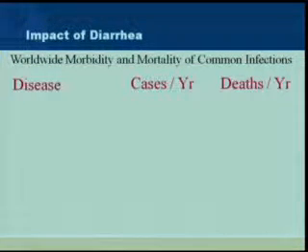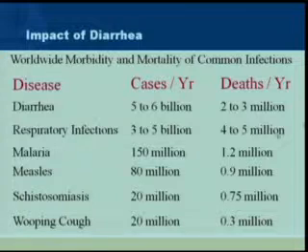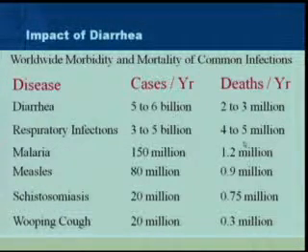Morbidity and mortality. Morbidity is illness, mortality is death. And the case load is very high for diarrhea. Almost everyone is going to get diarrhea at some time, usually per year, so it's a high case load, 5 to 6 billion, and a high death load. It doesn't mean other things aren't a problem. Respiratory infections actually have higher mortality than they do for diarrhea, so it's not to ignore that.